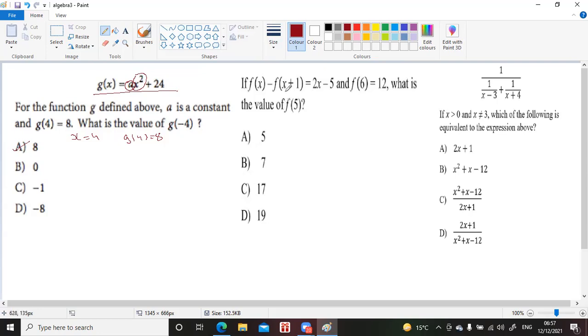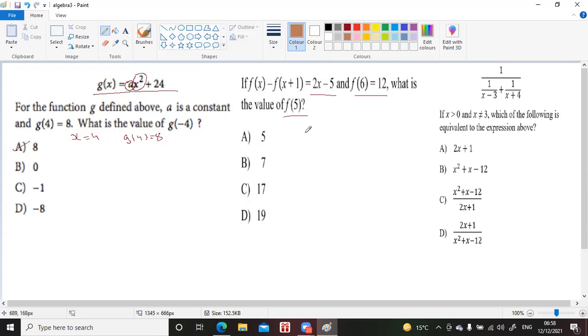Okay. So now we have another question. If f of x minus f of x plus 1 is this, and f of 6 is 12, what is the value of f of 5? So do you know how to do this one? Any idea? No, I don't think so.